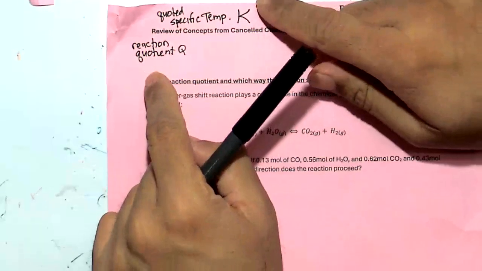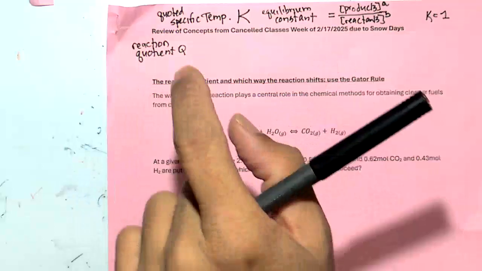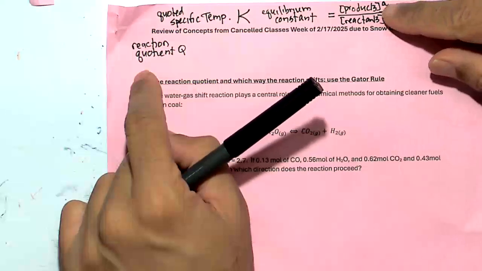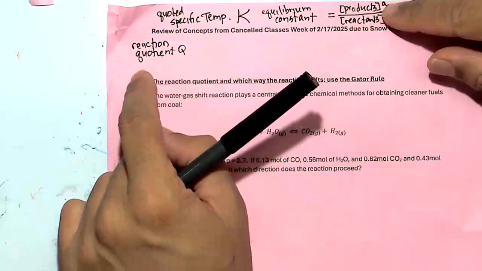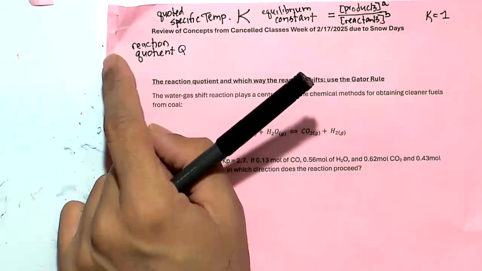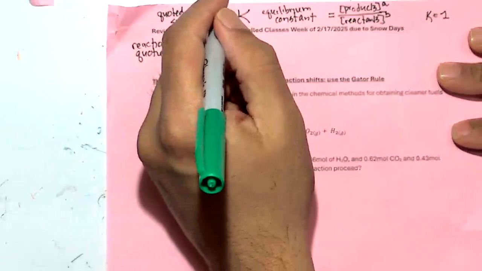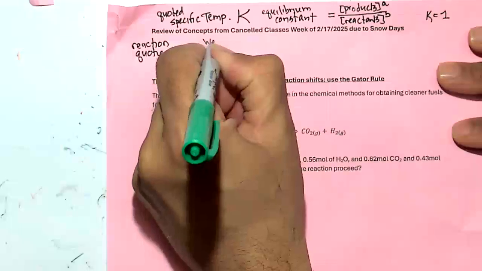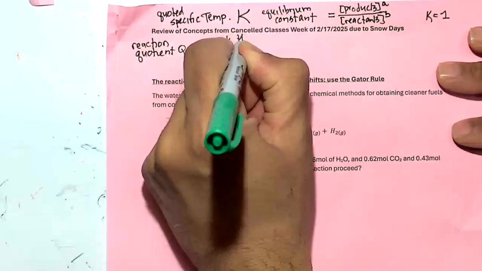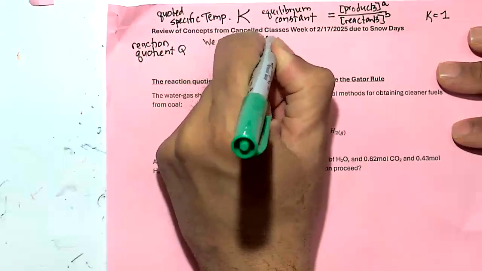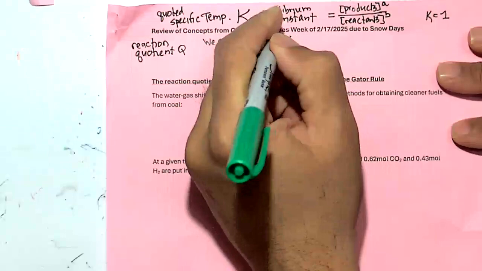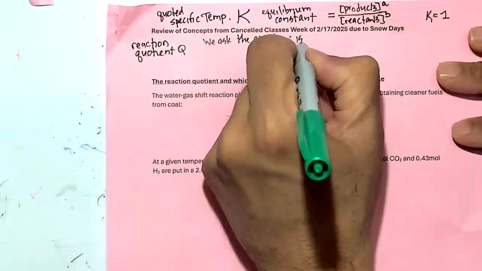Now I want to teach you this concept called Q. Q has the exact same equation as K, which is products over reactants. However, there's a difference. When you're dealing with the reaction quotient, we have to ask ourselves a question: is the reaction at equilibrium?